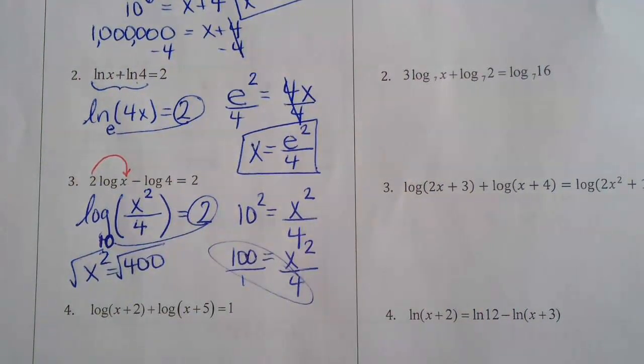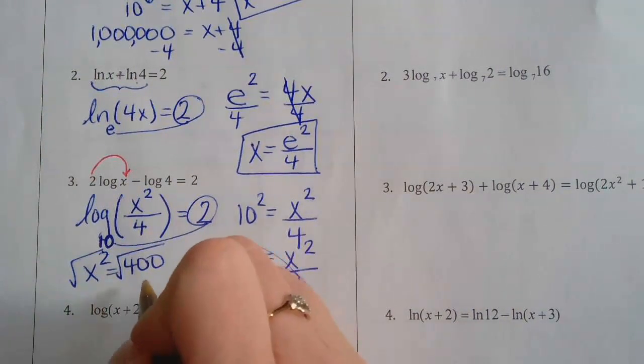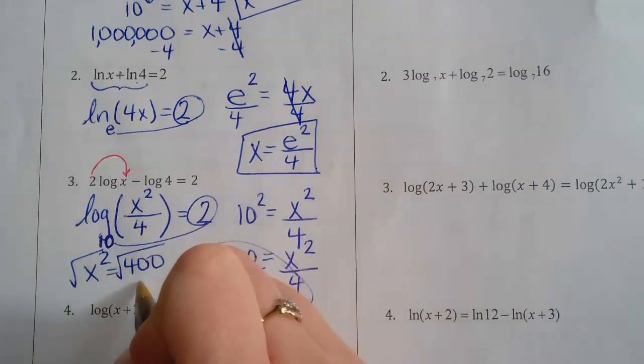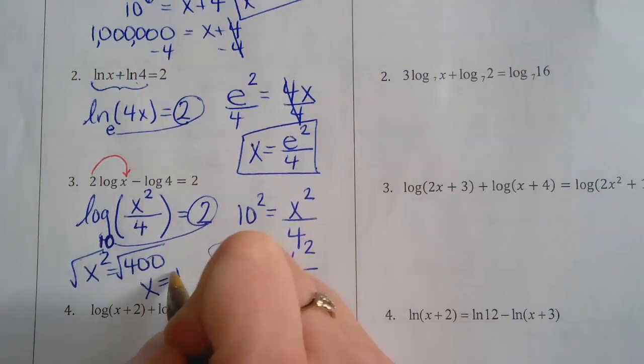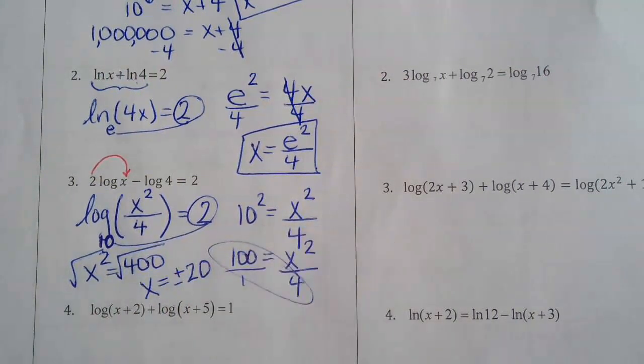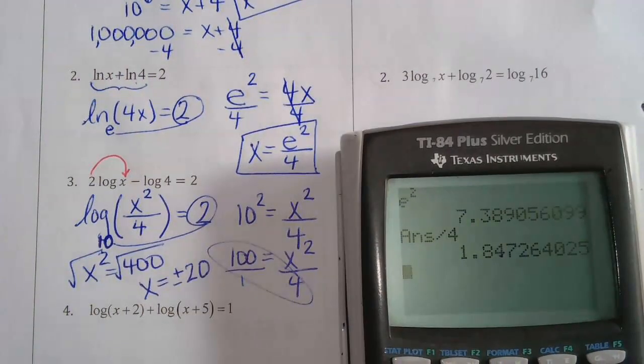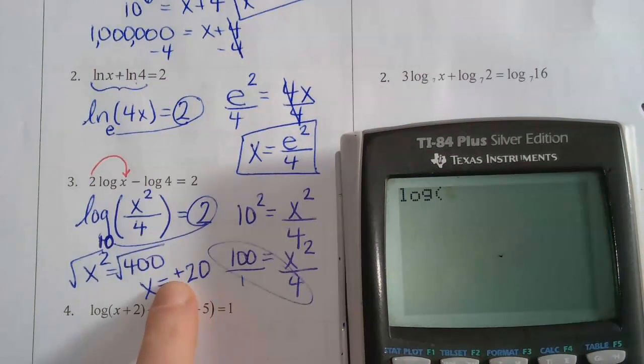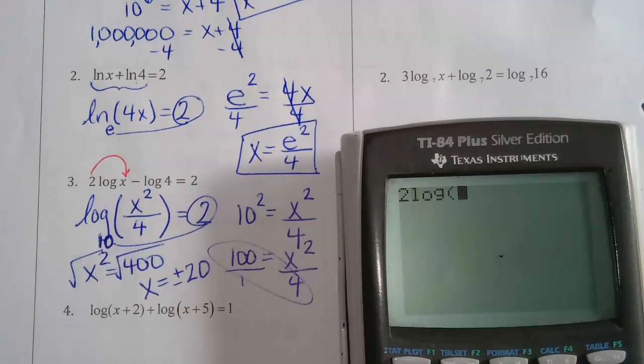Technically, when you are solving something with x squared, remember you need your plus minus. So let's talk about that for a second. Plus minus 20. If I was to substitute this back in, if I substitute 2 log of our positive answer minus log of 4, our answer should be 2, and it checks out.